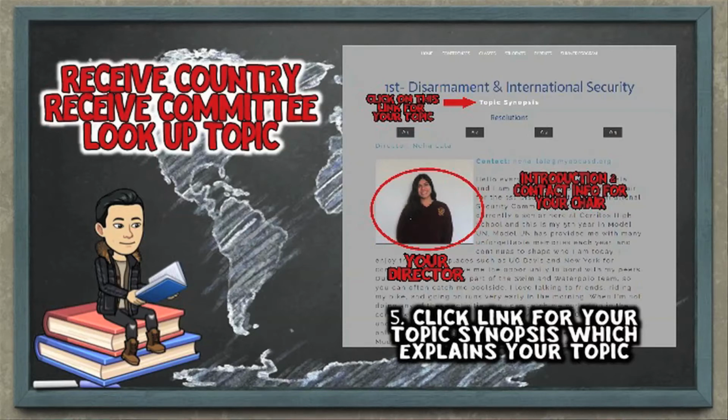So you'll read the introduction. If you have any questions for them, you can email them. Their email address is there. But what you're going to do at the top is click on what's called Topic Synopsis. The topic synopsis is going to be a summary of what your topic is. And so this is how you find what your topic is.